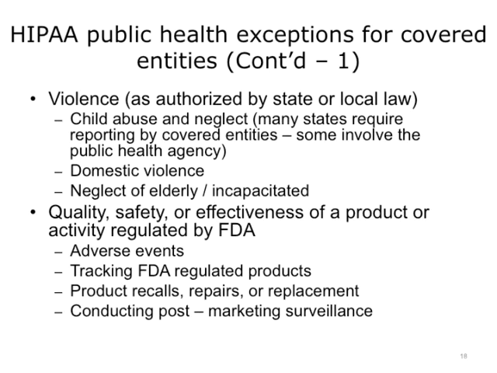There are additional allowances in HIPAA for covered entities to disclose instances of child abuse and neglect, domestic violence, and neglect of the elderly or incapacitated. Again, state or local law must specifically authorize the public health agency to collect such information. Many states have taken the additional step of requiring child abuse reporting by covered entities.